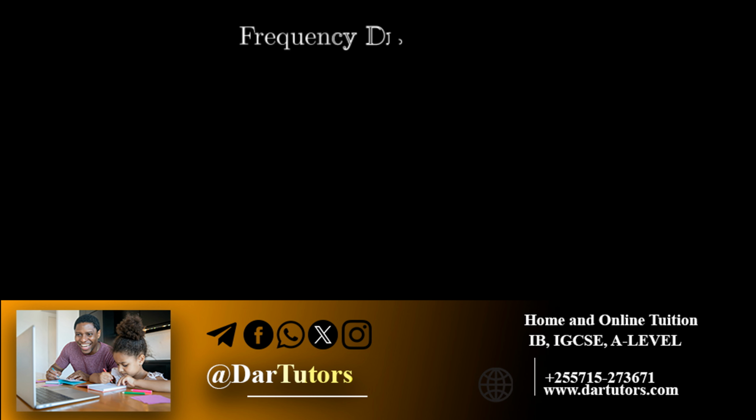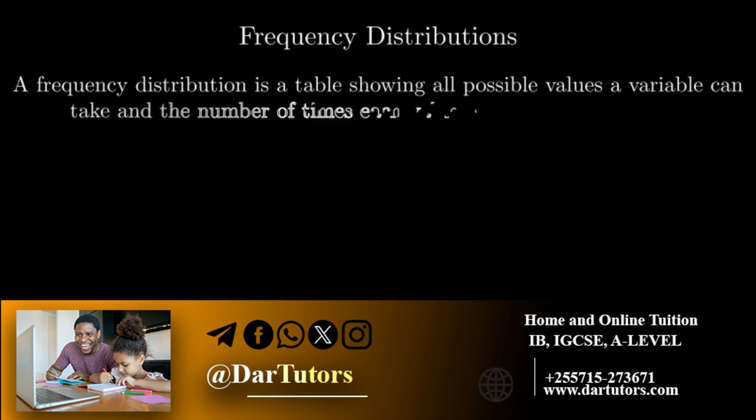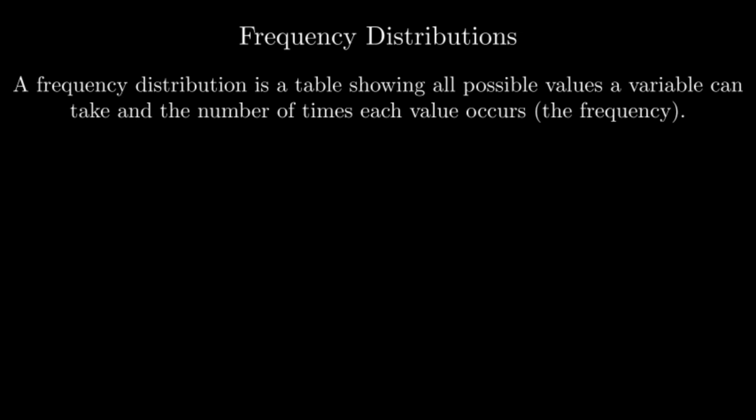Now, let's move on to one of the most fundamental ways to organize data. We'll talk about frequency distributions. A frequency distribution is simply a table that lists all the possible values or categories in a dataset, along with how many times, or the frequency, each one appears. It's a way of tidying up raw data. Let's look at an example.